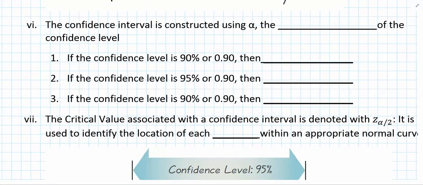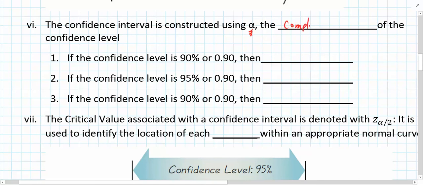Now, each confidence interval is constructed using alpha, and alpha is the complement of the confidence level. And so our confidence level in that last example was 95%.